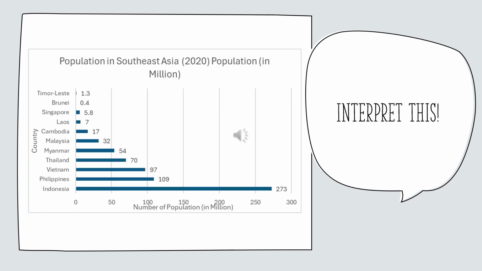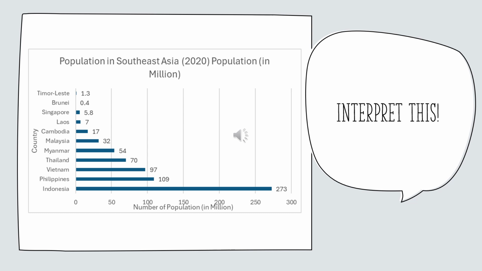How about this one? The population data for Southeast Asian countries in 2020 is as follows. Indonesia had a population of 273 million, making it the most populous country in the region, followed by the Philippines with 109 million, and Vietnam with 97 million. Thailand had a population of 70 million, Myanmar 54 million, and Malaysia 32 million.